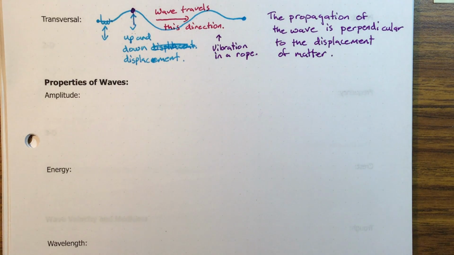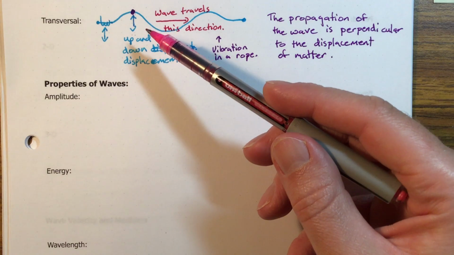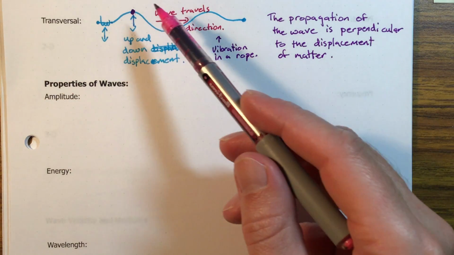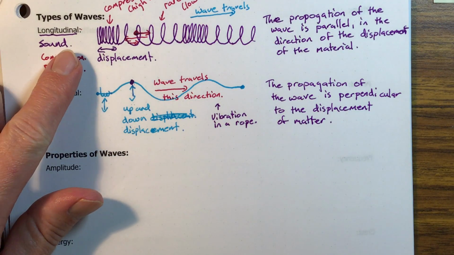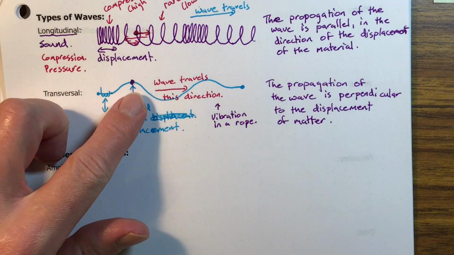Let's take a look at the properties of waves. All right, we're going to represent waves in a similar way to this one here. We've got a wave that goes up and down, kind of vibrates back and forth. All waves can be represented in this way. Even longitudinal waves we can represent in this form.